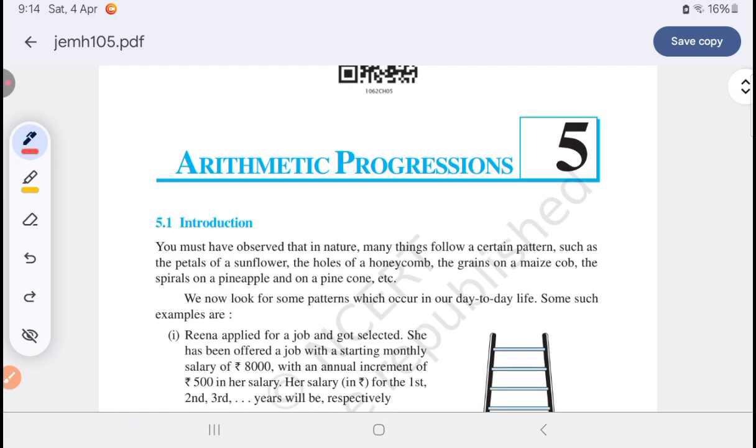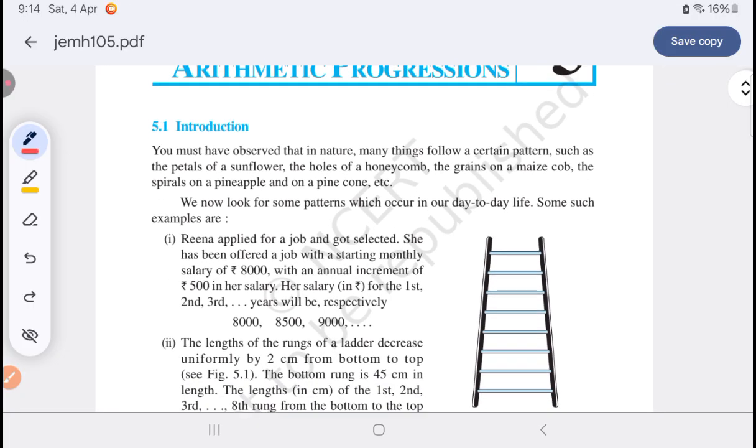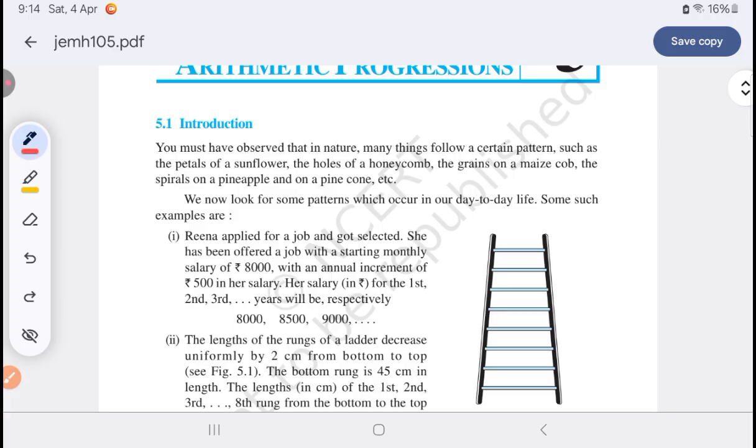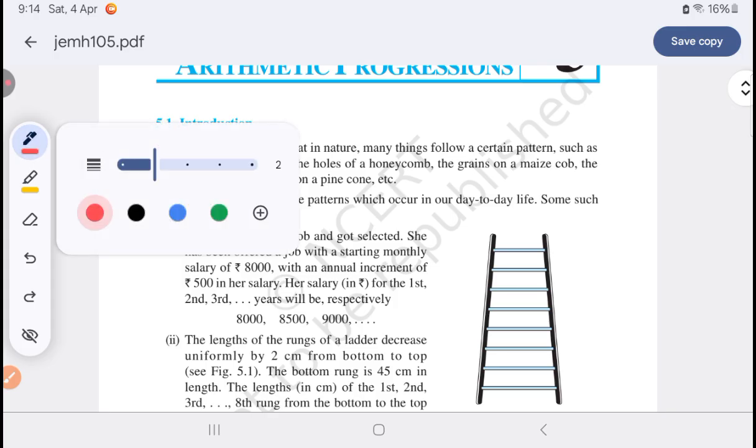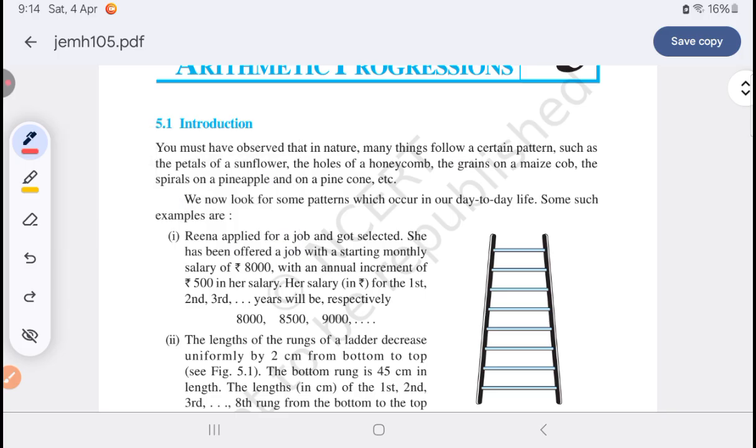Today we are going to discuss arithmetic progressions. Introduction. We must have observed that in nature many things follow a certain pattern, such as petals of a sunflower, holes of a honeycomb, grains on a maize cob, spirals on a pineapple. So these have some common pattern. Look at some more examples.